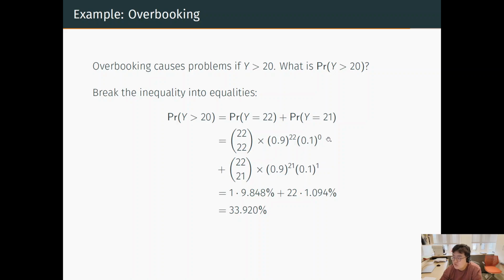Okay, so you calculate that, and you will get 33.92%. So nearly one third is the probability of not enough seats. So this overbooking policy has some problem.